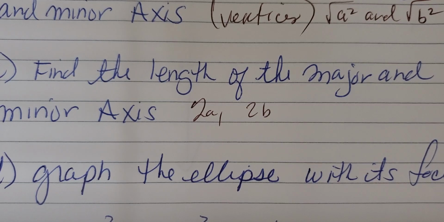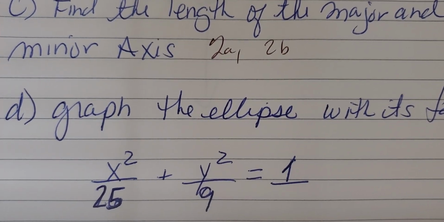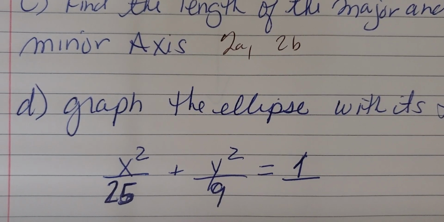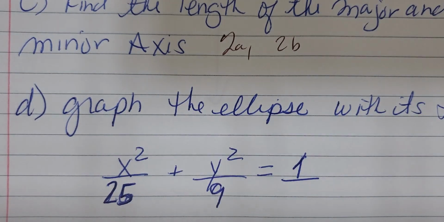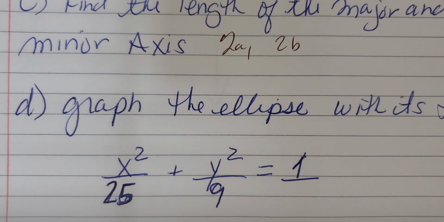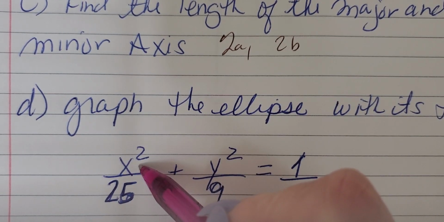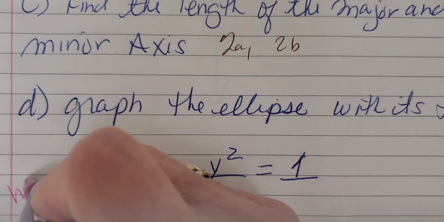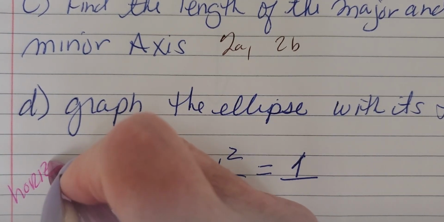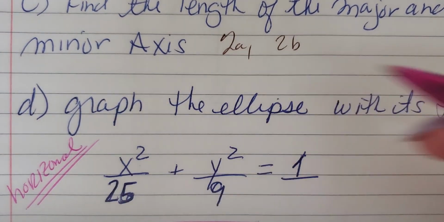All right, so here we go. This is our ellipse. And the first thing I'm going to ask you guys is, do you think this is vertical or do you think it's horizontal? Well, this kind of gives it away right here. Because x is first, this guy is going to be horizontal. Okay?